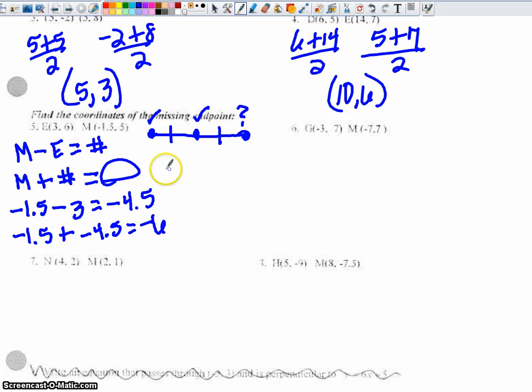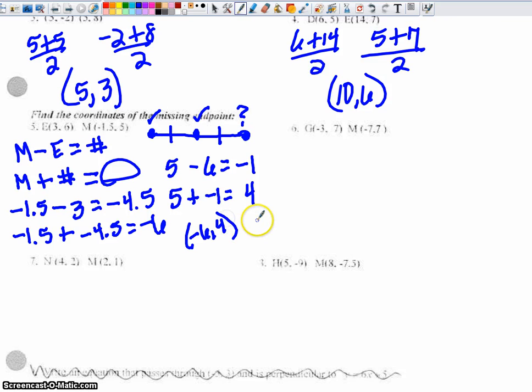Then we do the same thing for the y. So my midpoint y is 5 minus my endpoint y is 6. 5 minus 6 is negative 1. My midpoint y is 5 plus the answer I just got was negative 1. 5 plus negative 1 is 4. So my missing endpoint is negative 6 comma 4.